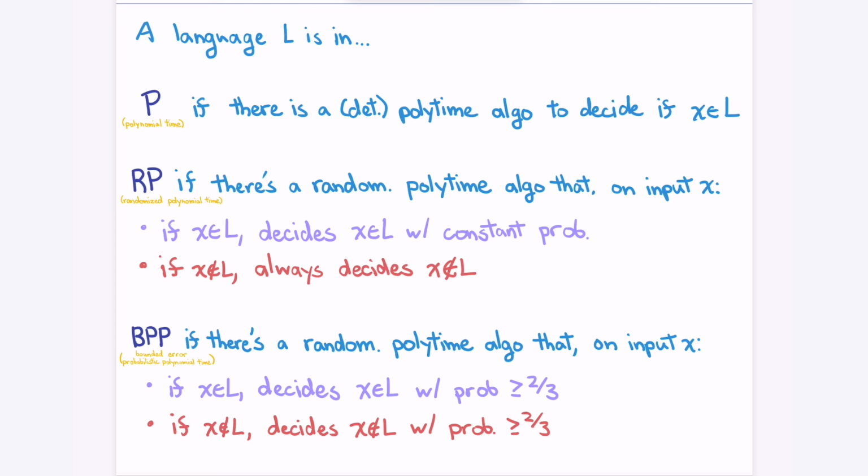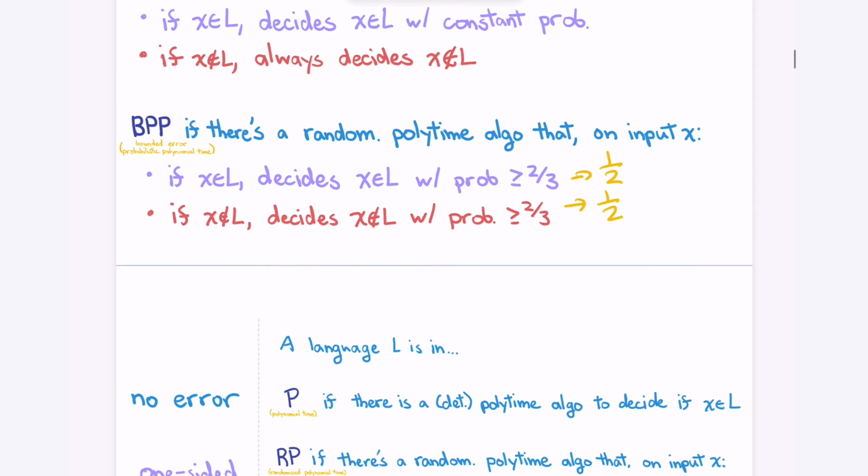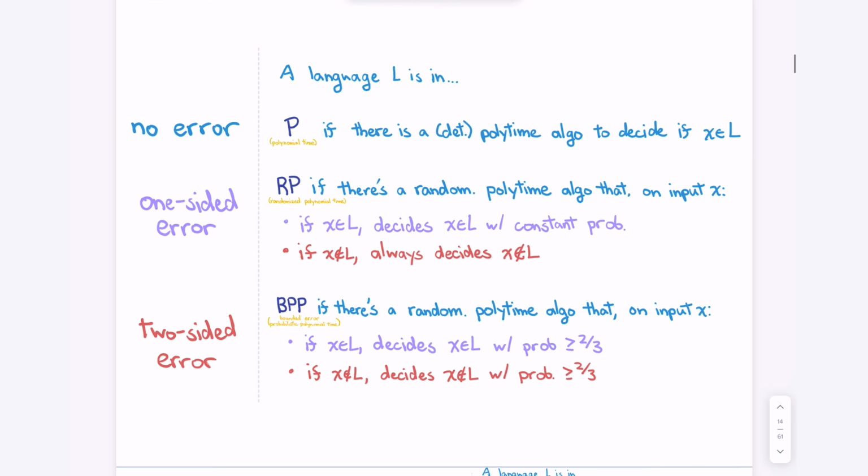Here's the exercise, and it's not a hard exercise. Suppose these were both 1/2. Can you give me a description of all the languages that would satisfy this? Literally everything, right? Just an algorithm that tosses a coin. So 1/2 isn't really saying much, that's all. You just need some gap away from 1/2. 2/3 is sort of arbitrary. Okay, so you have no error, one-sided error, two-sided error.